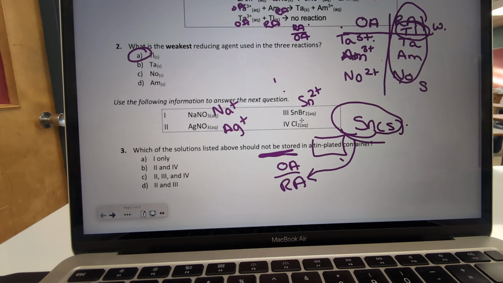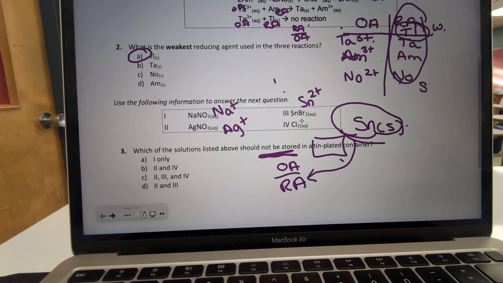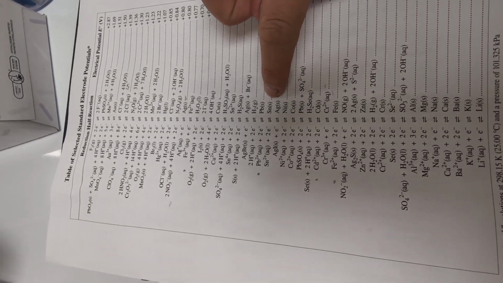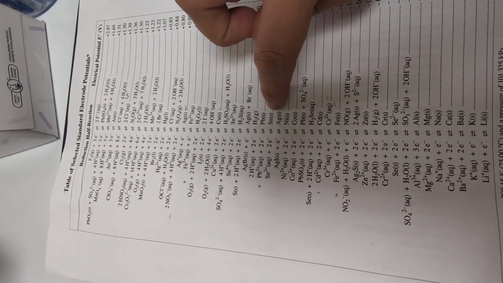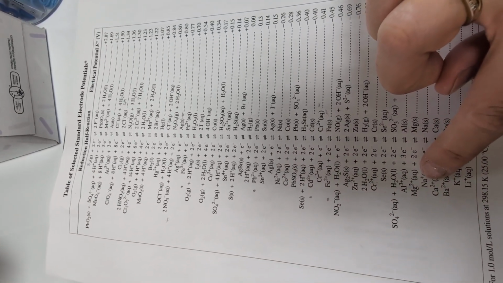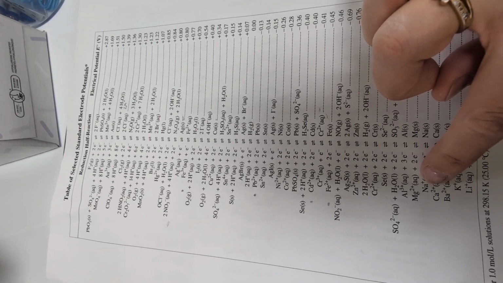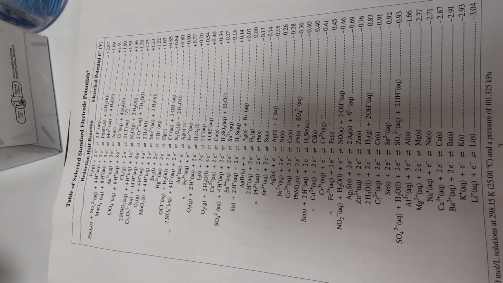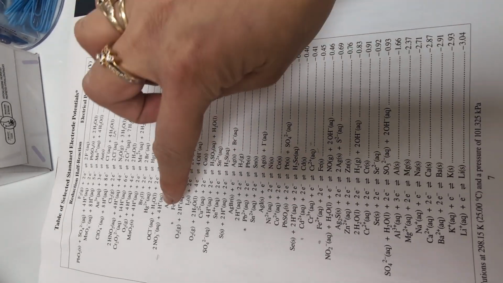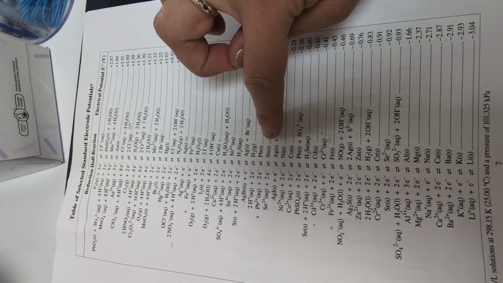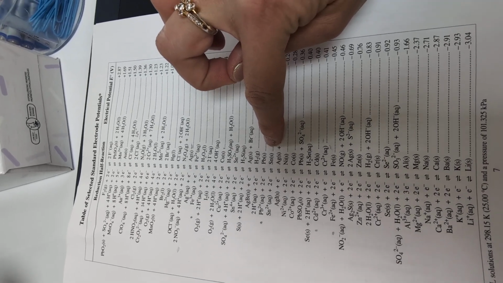So we're looking at tin solid, and maybe I can just move the phone for now. Tin solid was right here. So number 1 would not be a choice because sodium ion is down here. That one would not react anyway, so it could be stored. Ag positive is higher up, and so that one we don't want to store because that one would react. So number 2 we wouldn't store.